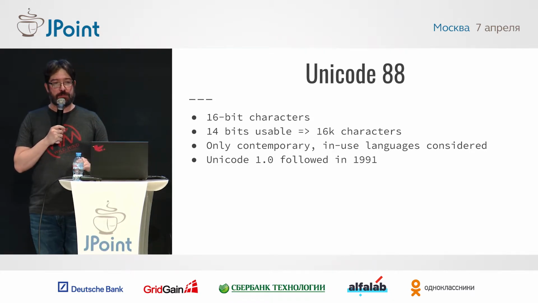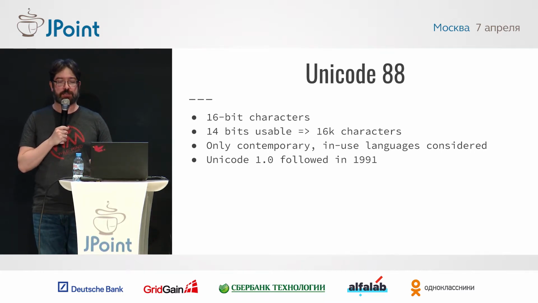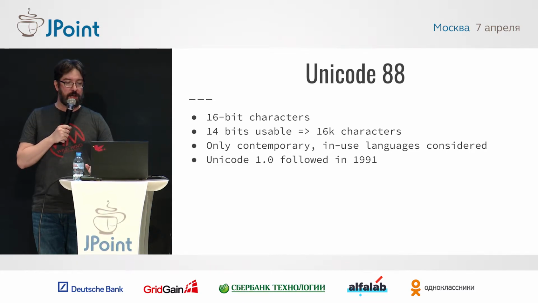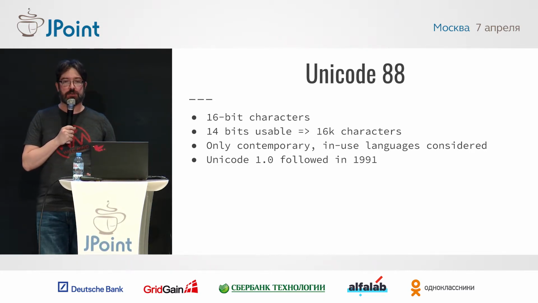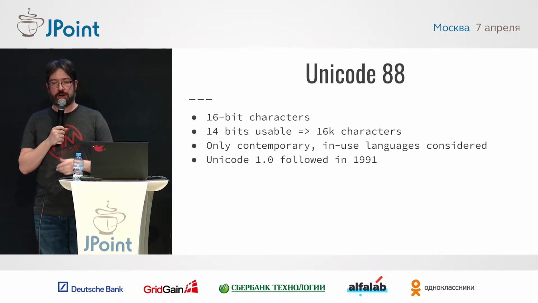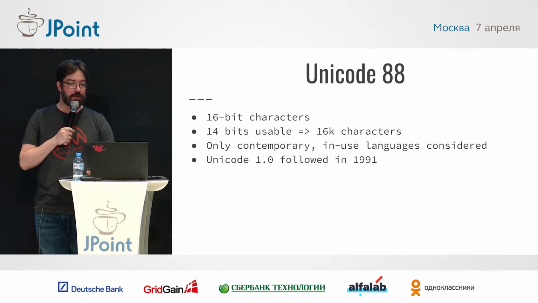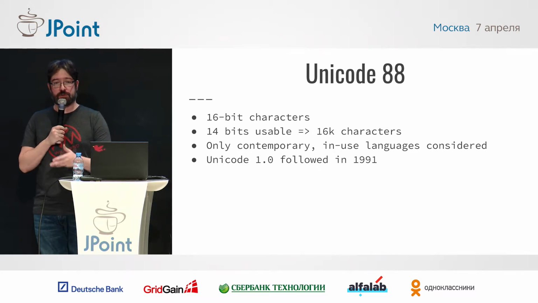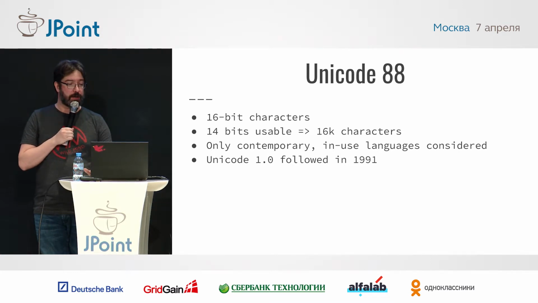Now really only 14 bits of this were usable, because others were used for controls, character flow direction, script direction, and so on. And as a result, there were only about 16,000 characters that we could represent in Unicode 88, or in UCS2 as it was called later on. And then at the time, only contemporary in-use languages were considered. So archaic languages weren't in there. Symbols, pictographs, fictional languages also did not show up in here. And then in about 1991, Unicode 1.0 followed up and started to codify some of this more concretely.